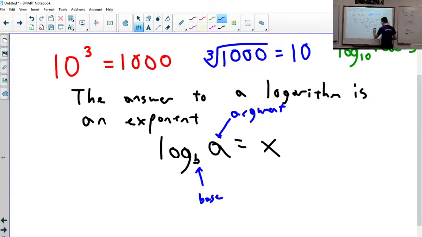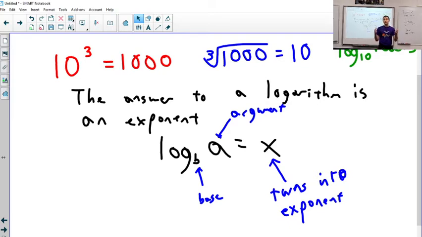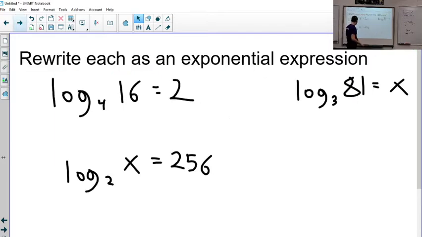And then remember, this x turns into an exponent, because the answer to a logarithm is an exponent. All right, so that's the main thing that you need to know, is that it's another way of writing an exponent function so that you can figure out what the exponent is. So let me get you used to rewriting these with a couple of examples.